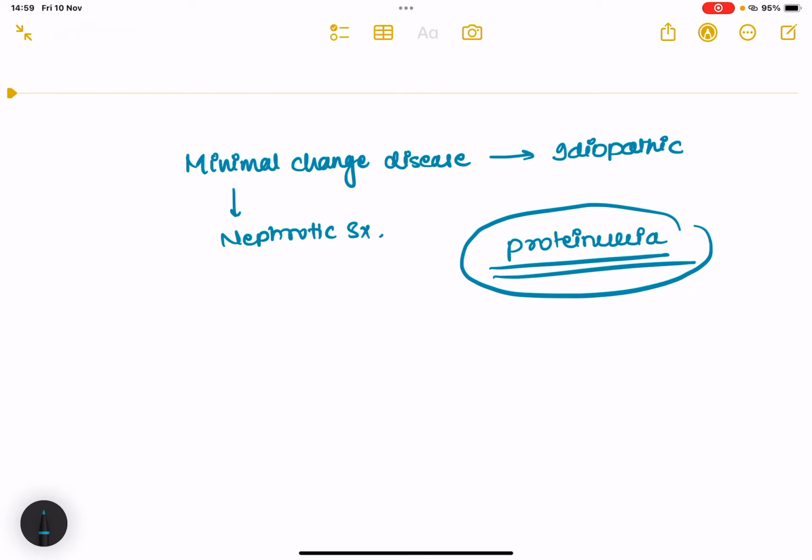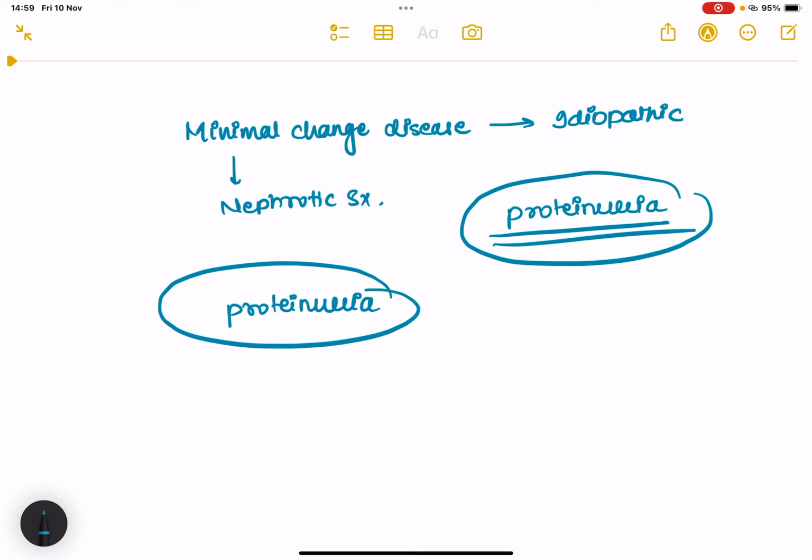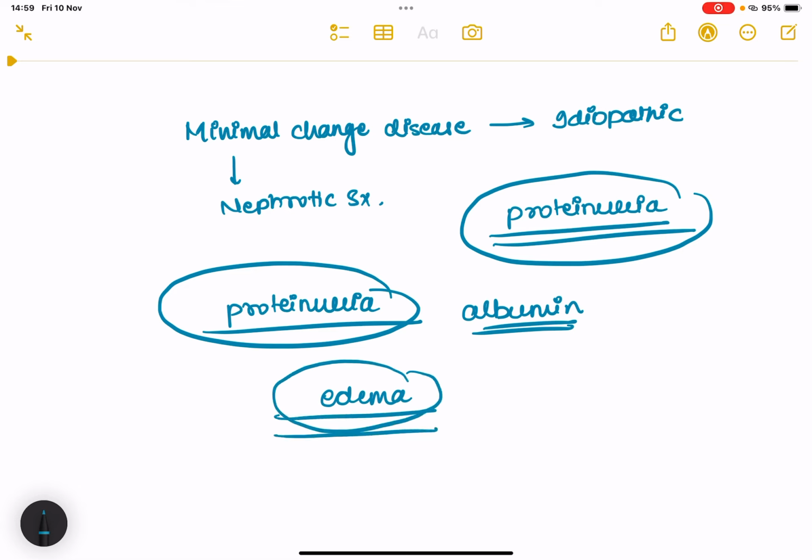Now, how will the child present? As you know, proteinuria is happening, and the most common protein that will be excreted is albumin. And you know that albumin is responsible for maintaining the osmotic pressure. If the osmotic pressure is not maintained due to the excretion of albumin, there will be edema in our body. The first site where the edema will be shown is around the eyes. That is, periorbital edema will be present first, and then it will gradually progress into generalized edema.